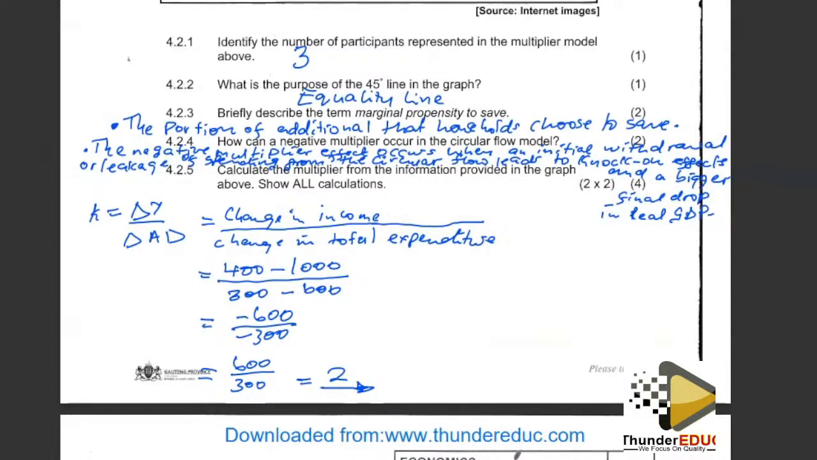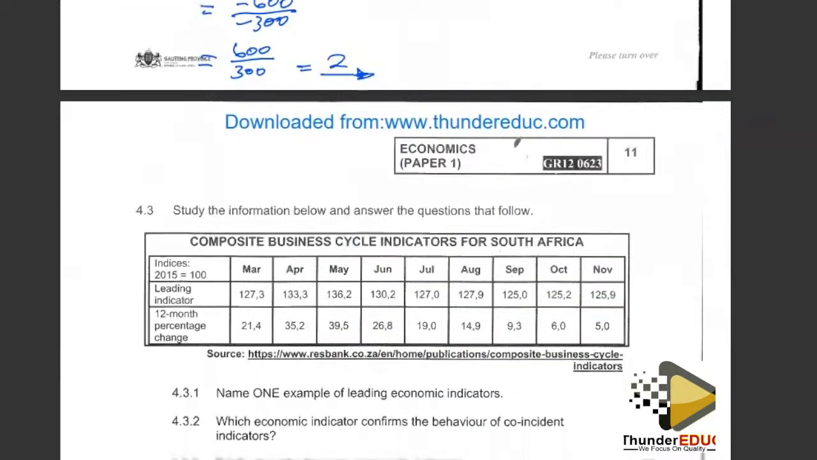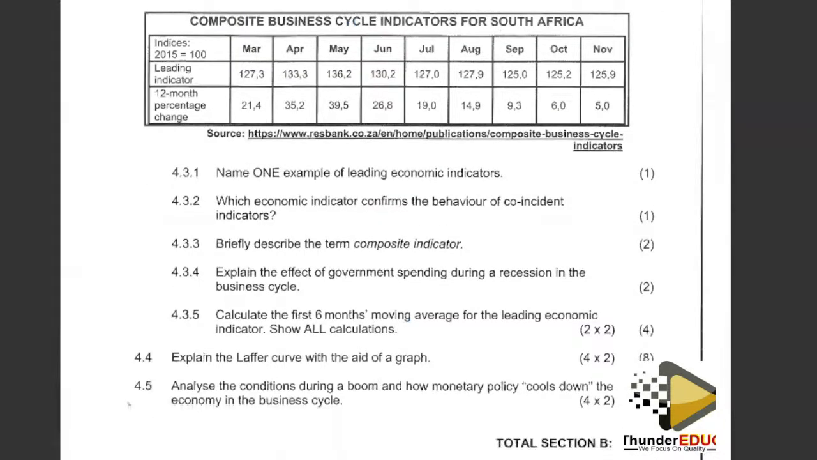Also, Grade 12s, when you are dealing with economics, you should be equipped with the basics of pure maths. You should be sharp when it comes to mathematics, because economics somehow is part of the science subjects, even though it falls under commercials. But in actual fact, you should be equipped with pure maths.